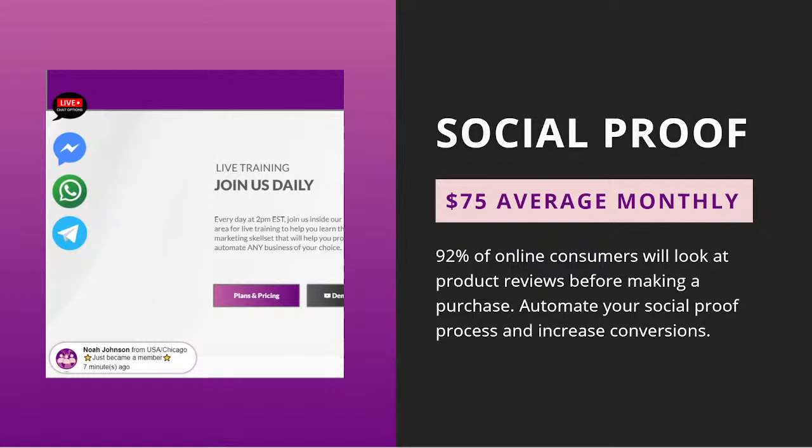92% of online consumers will look at a product review before making a purchase. As consumers, we do not like to be the first one to try a new business or product. We like to research and see what others have to say or receive confirmation that others also thought it was a good enough deal to make a purchase. This is where social proof tools can help you gain authority on your website and encourage your website visitors to go ahead and take action.